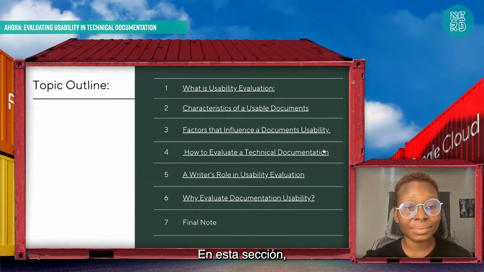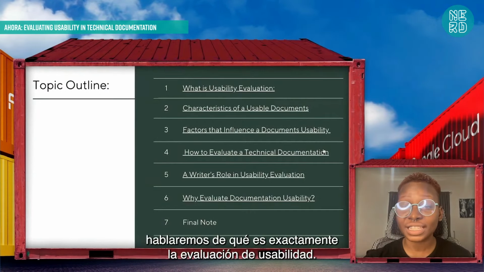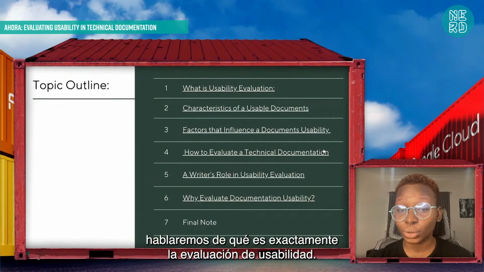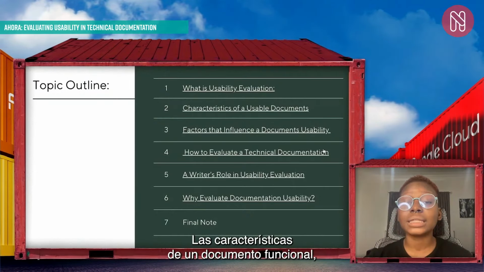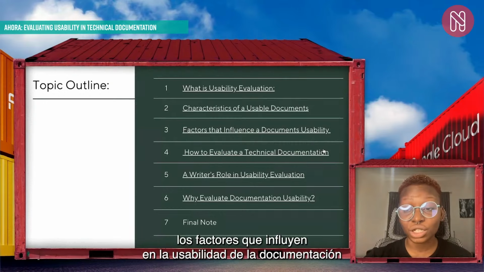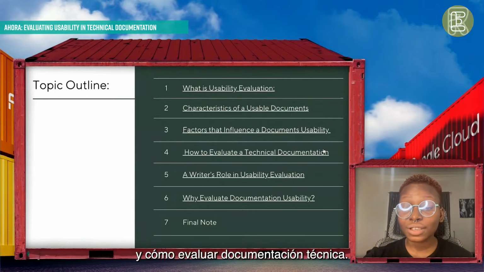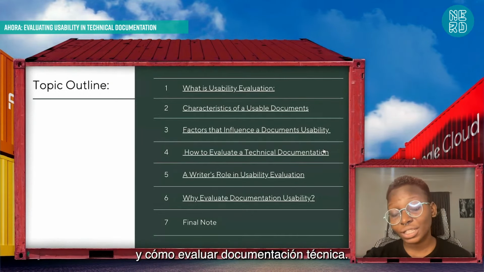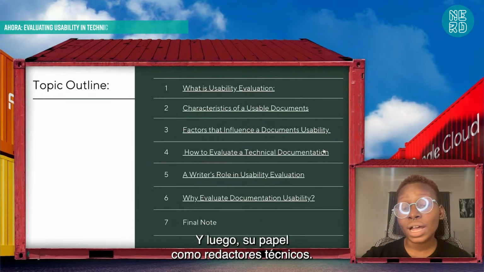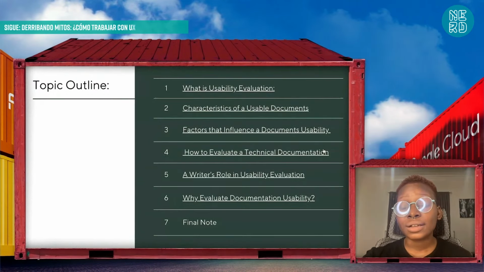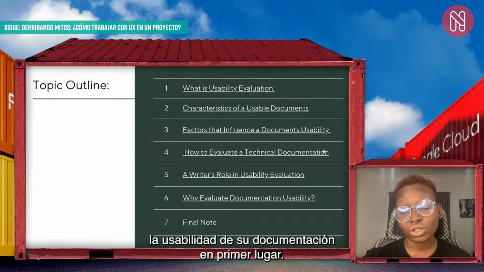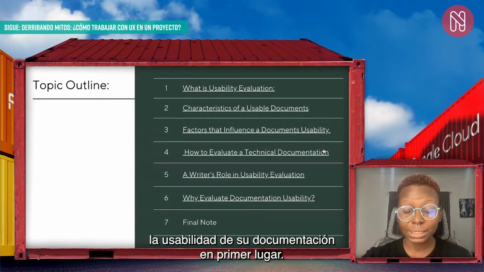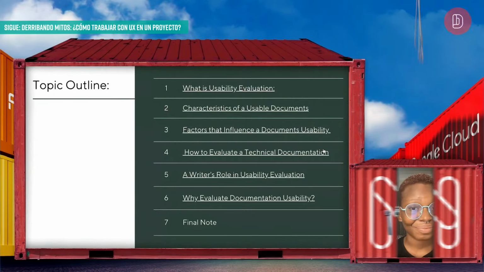During this session, we're going to discuss what exactly usability evaluation is all about, the characteristics of a usable document, the factors that influence your documentation's usability, and how to evaluate technical documentation, and then your role as a technical writer in your usability evaluation and why you should evaluate your documentation's usability in the first place. So let's get into it.